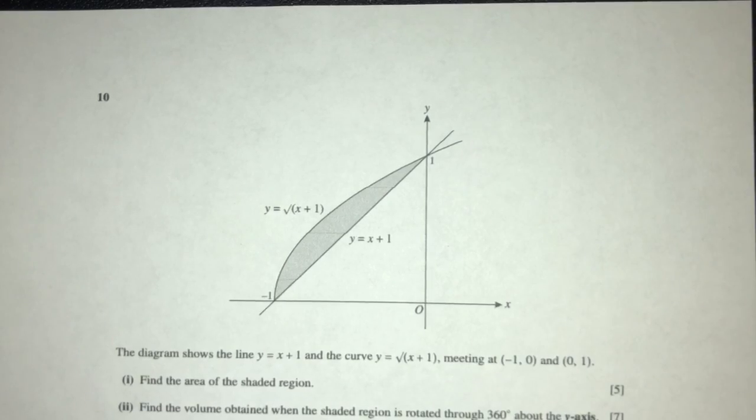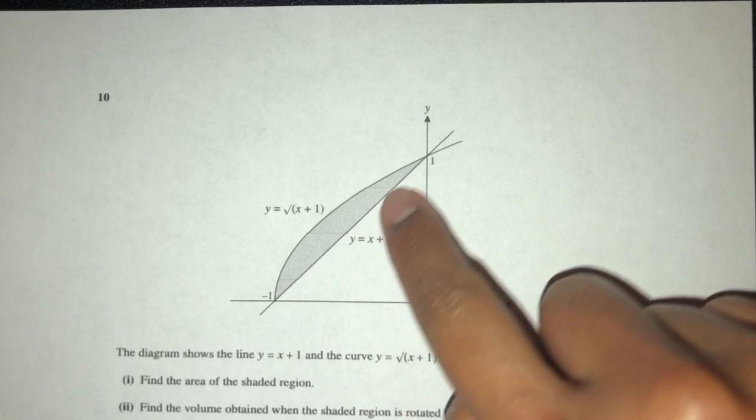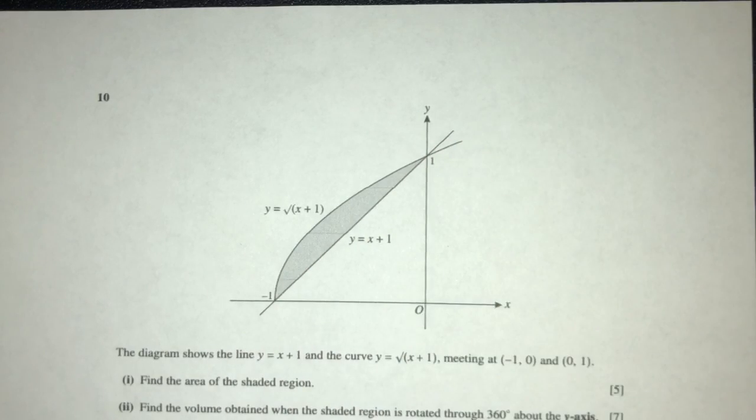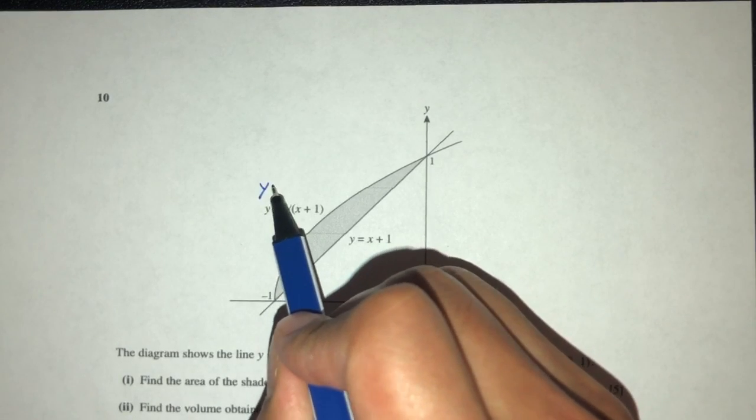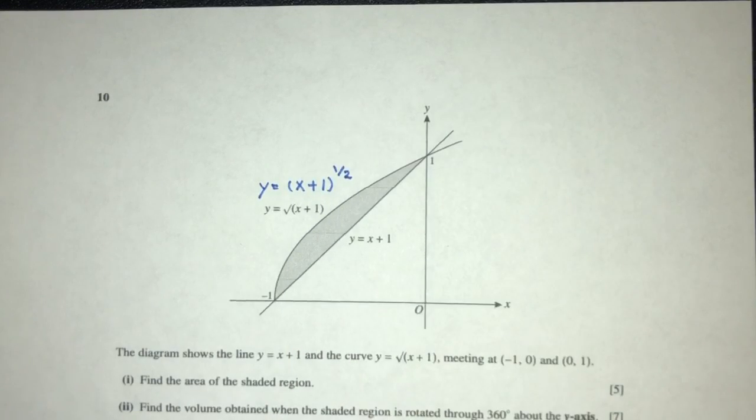Now let's move on to the next question. The diagram shows the line y equal to x plus 1. This is the line y equal to x plus 1, straight line. Now we also have the curve, this one. So the first thing I like to do is rewrite the equation. I know that square root is simply power half. That will be this, power half.